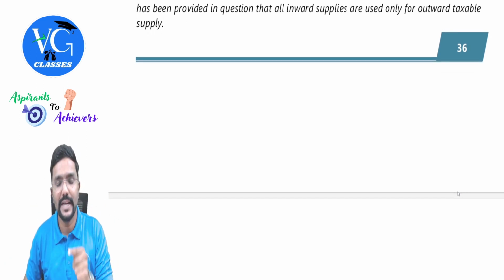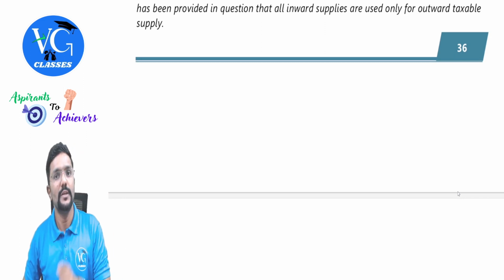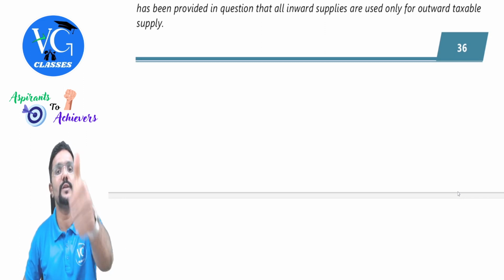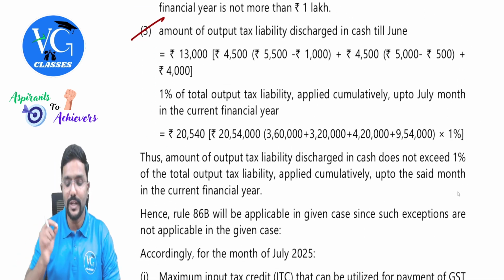Because we are doing the calculation for July, we are checking whether Rule 86B is applicable or not for July. So should we consider the output tax liability of July also? Yes, please be careful with it. So what is the total output tax liability?